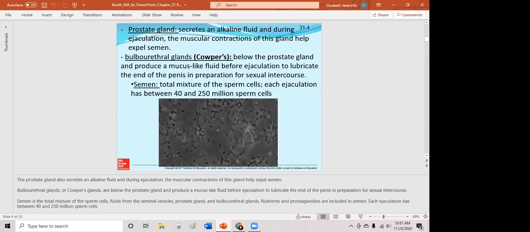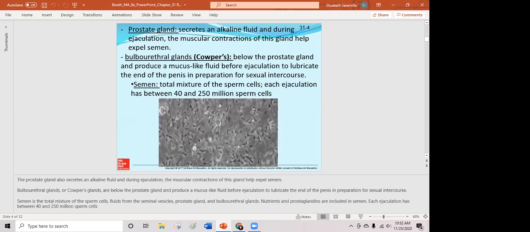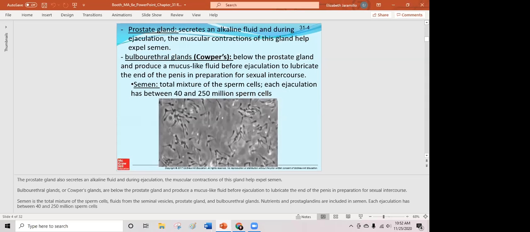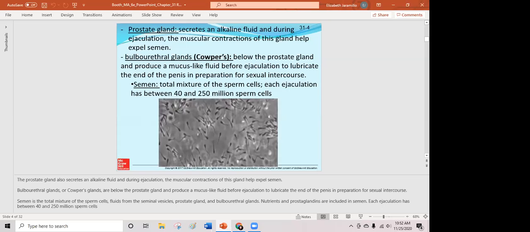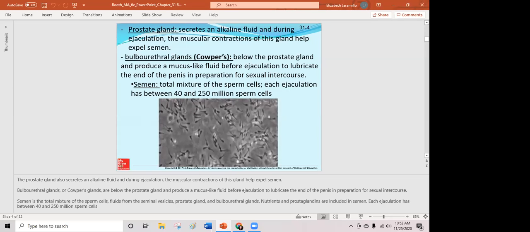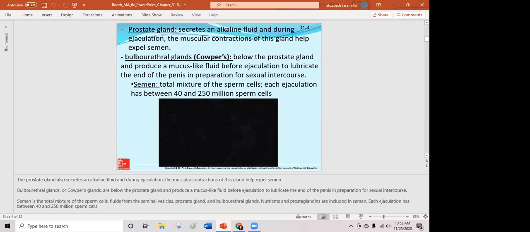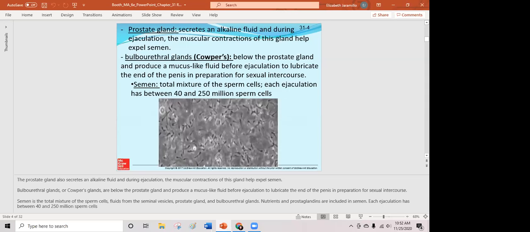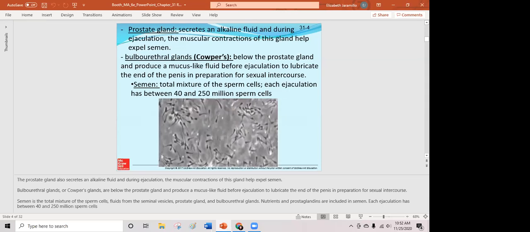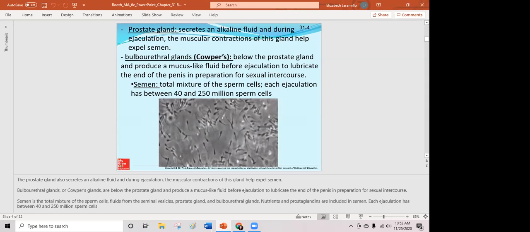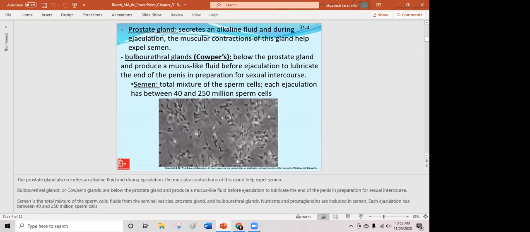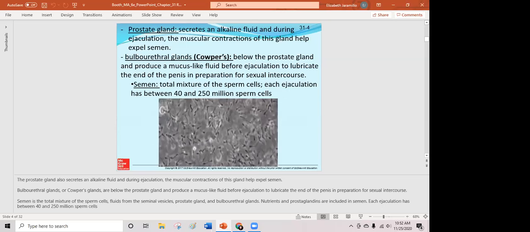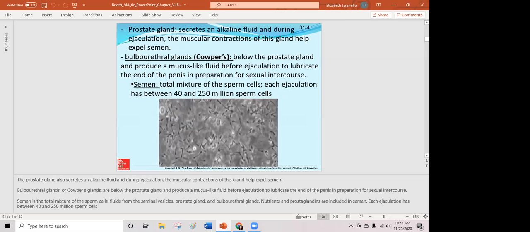The bulbourethral glands, or Cowper's glands, which is easier to say, are below the prostate gland and produce a mucus-like fluid before ejaculation to lubricate the end of the penis in preparation for sexual intercourse. The semen is the total mixture of sperm cells, the fluid from the seminal vesicles, the excretions from the prostate gland and the bulbourethral glands. Nutrients and prostaglandins are included also in the semen. Each ejaculation has between 40 and 250 million sperm cells.